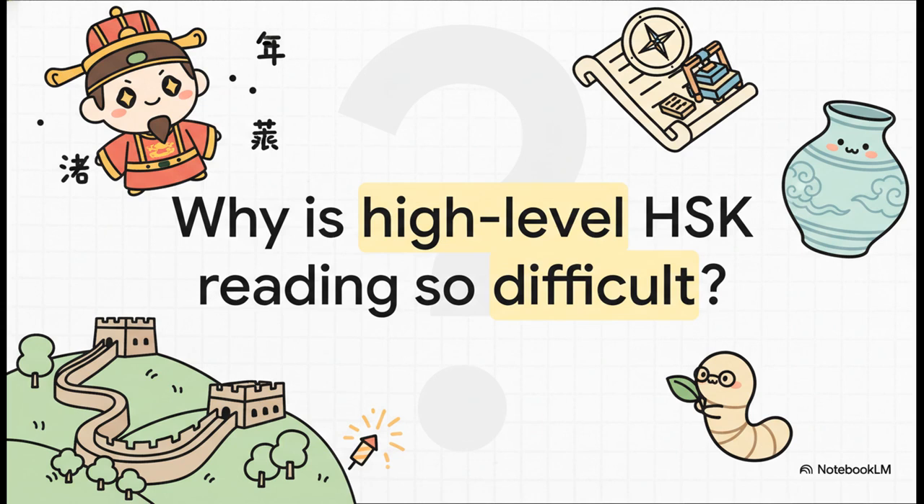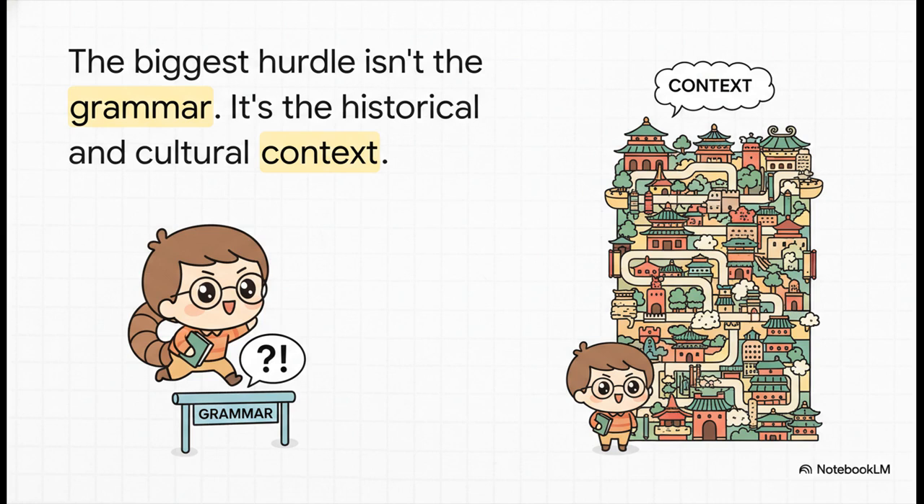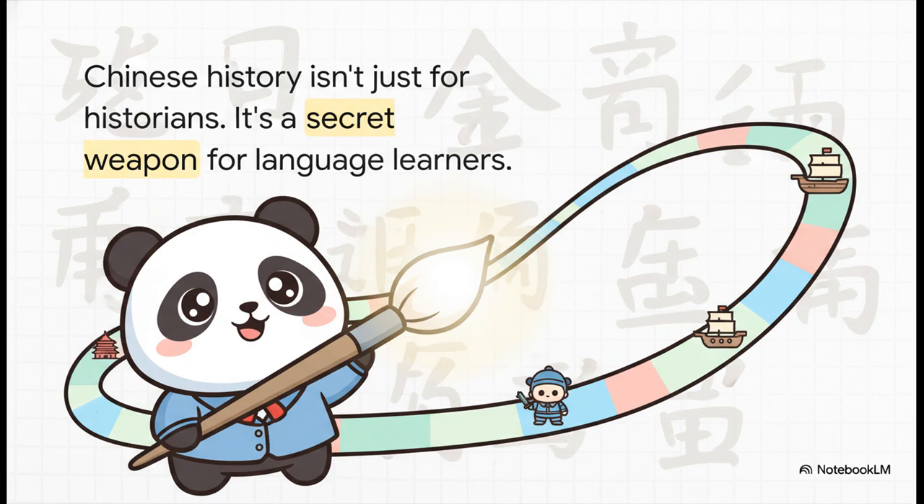Okay, so let's just start with the big question. You've learned thousands of characters, you've drilled all the grammar points, but then you open an HSK 5 or 6 reading passage, and it's talking about some emperor or an ancient invention, and you're totally lost. Why does that happen? Well, it turns out the biggest hurdle usually isn't the grammar at all. It's the context. See, those advanced texts are just packed with references to specific historical eras, and if you don't have that mental map, the words just don't connect. They lose their meaning.